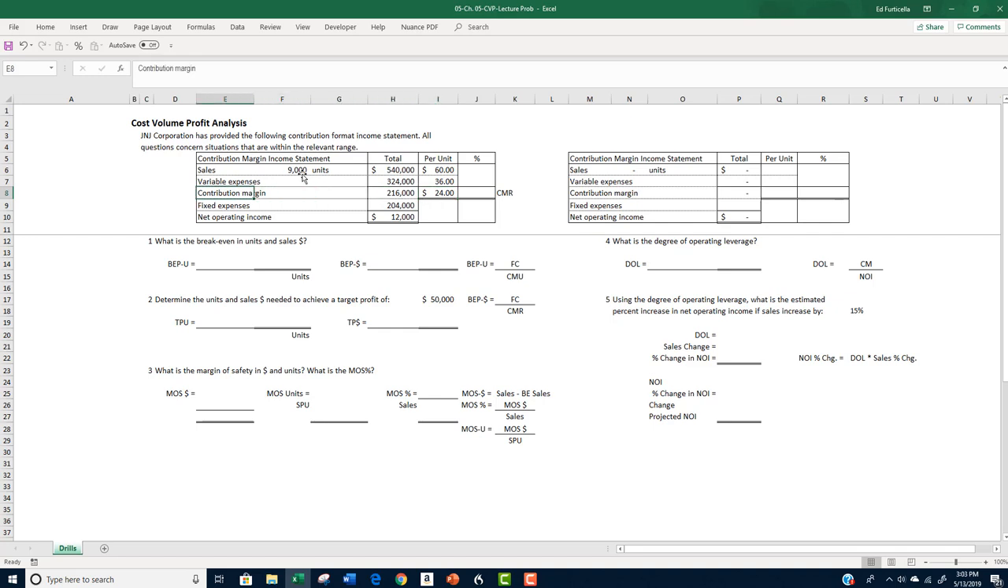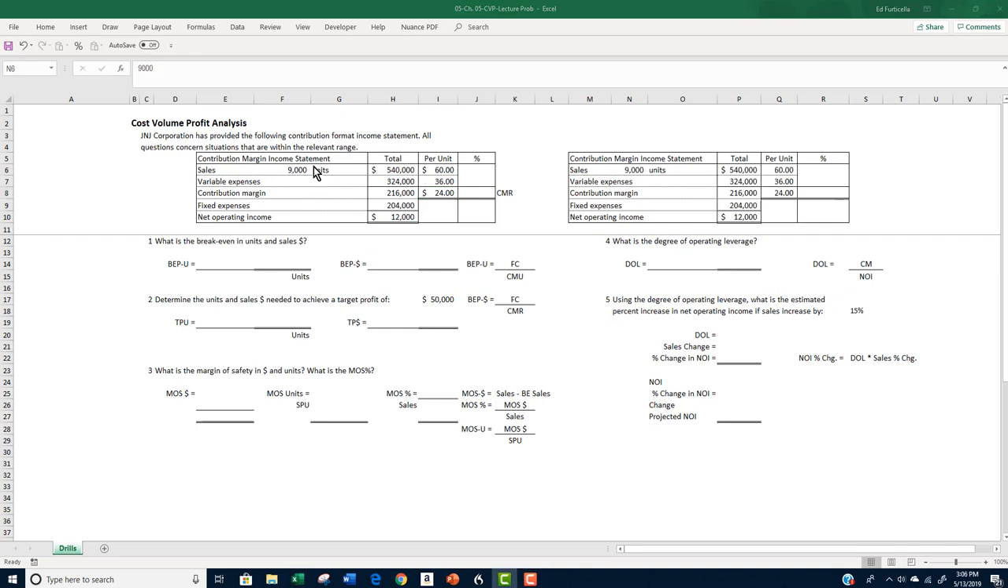We don't apply the per unit calculation to fixed costs because by definition, those costs will always remain the same in total if we are operating within a relevant range. Knowing the contribution margin per unit allows us to easily determine the effect a change in units sold has on net operating income by simply multiplying the contribution margin per unit by the incremental change in sales.